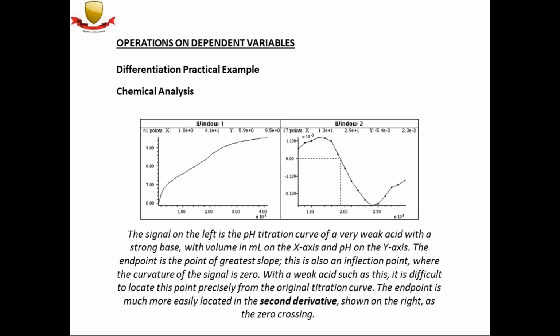Here the volumetric equivalence point, that is the theoretical endpoint, is around 20 milliliters. And the endpoint is the point of greatest slope, which is also called the inflection point, right? Where the curvature of the signal is zero. With a weak acid, it is difficult to locate this point precisely from the original titration curve. And that is the reason we are using the second derivative over here.